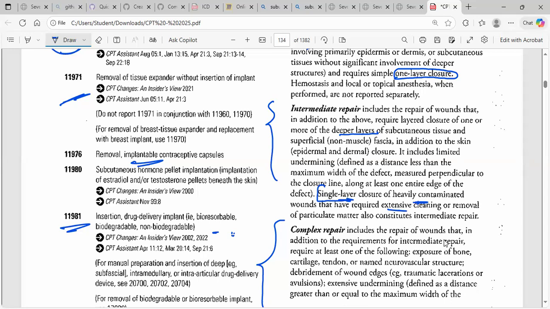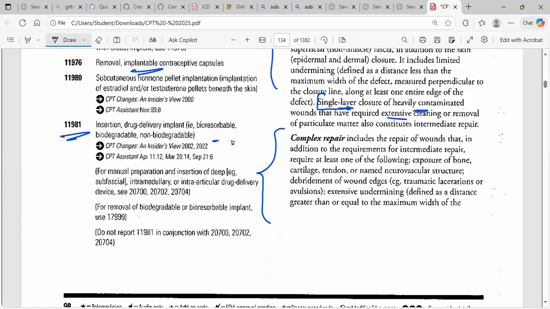After this we have a complex repair. Complex repair is the repair of wounds that requires debridement, heavy cleaning, and extensive undermining. Extensive undermining means that we have to explore that area and clean that area completely. That is extensive undermining.